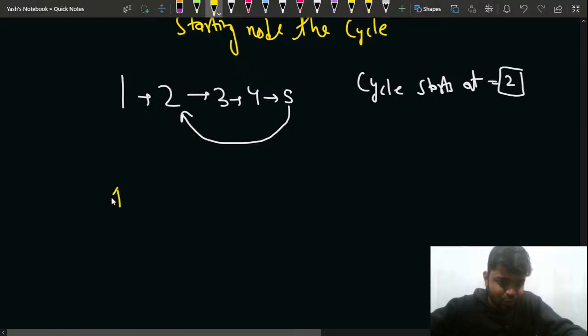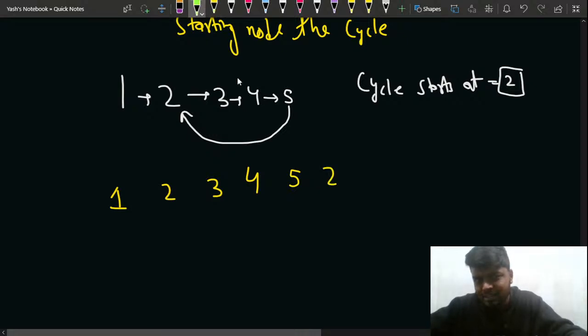If you see, you are at node 1, then from that you move to node 2, then you move to node 3. Have you seen these nodes earlier? Once you move to node 1, have you seen it earlier? No. Node 2? No. Node 3? No. Node 4? No. Node 5? No. But once you move to node 2 again, then what happens? You will be able to observe that you have already seen this particular node. You have already traversed it, right?